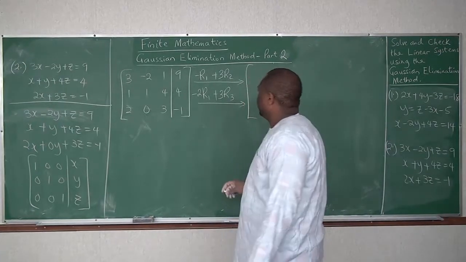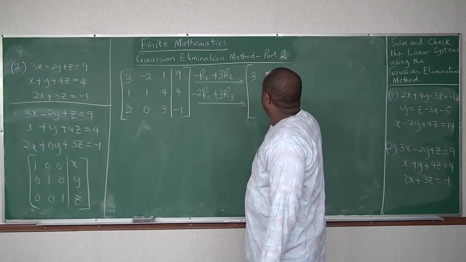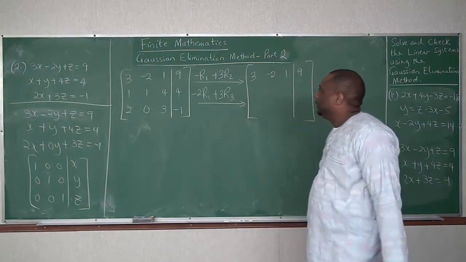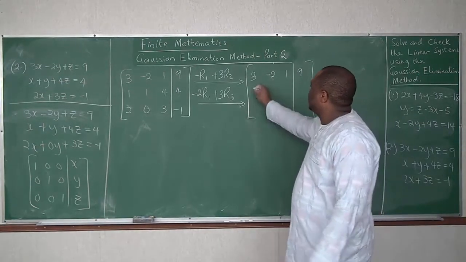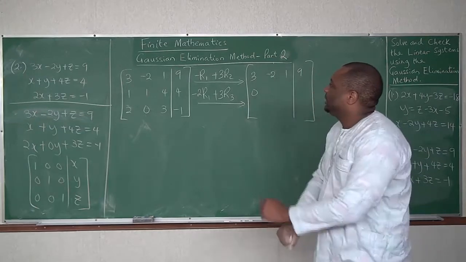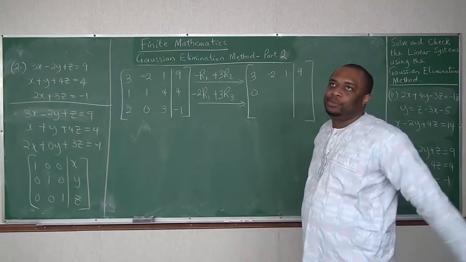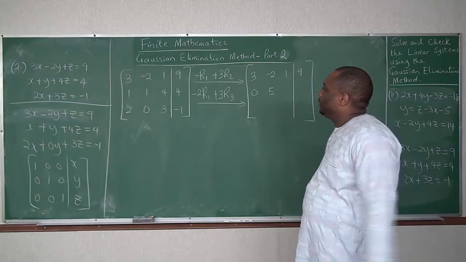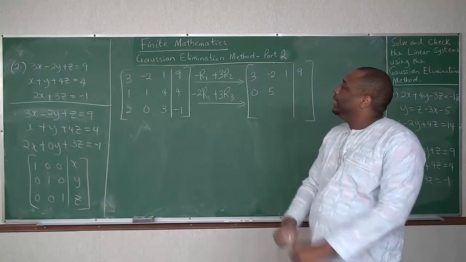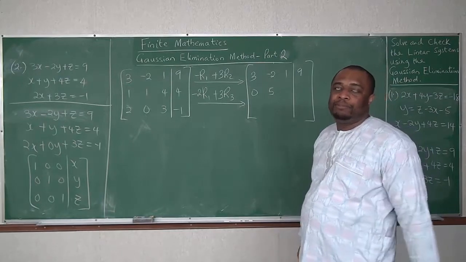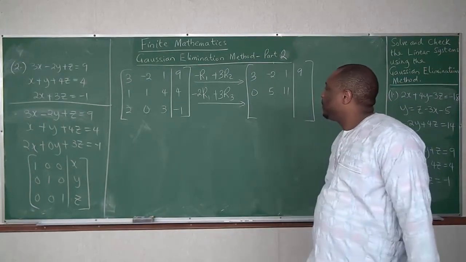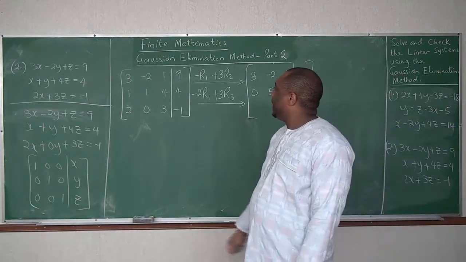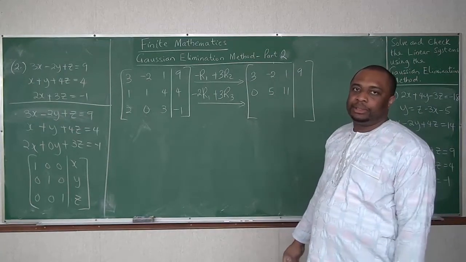Now, which row does not change? Row 1, we write it first. 3, -2, 1, 9. Then, let's get to row 2. -3 plus 3 is 0. -2 is 2. Plus 3 times 1, 3. 2 plus 3 is 5. Okay? -1 plus 12, 12 minus 1, 11. -9 plus 12 is what? 3.